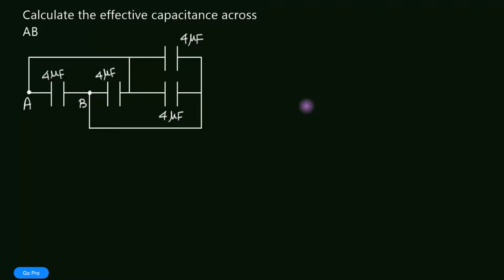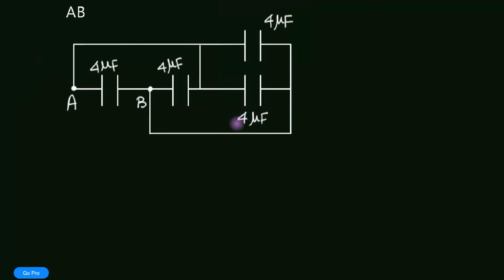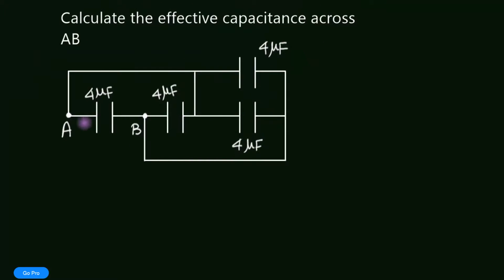Alright, we'll be doing a very short problem this time, and that is calculating effective capacitance across A and B. Well, let's zoom in over here and let's see what's going on. We need to calculate what's the total capacitance between these 2 points. At first you might say, well, that's 4 microfarad. That's because 4 microfarad is just connected across it.